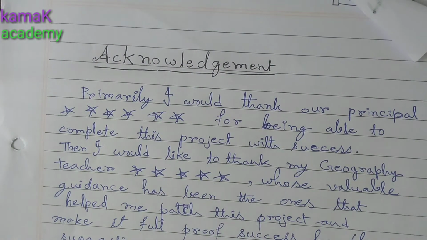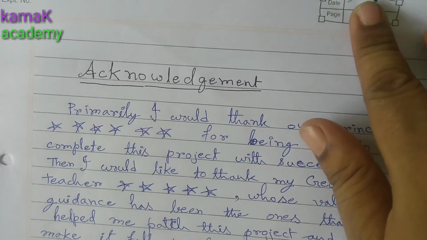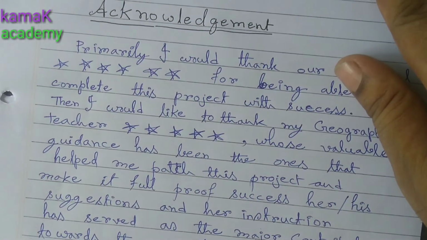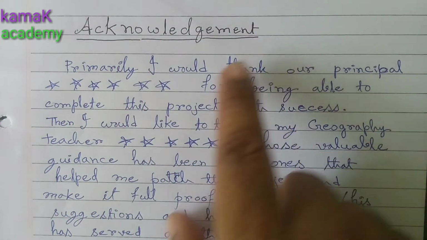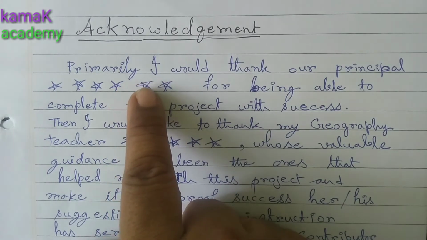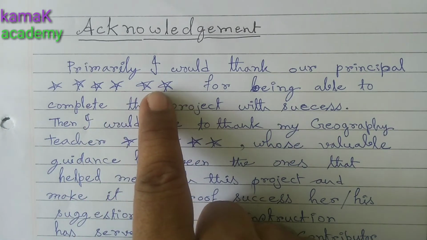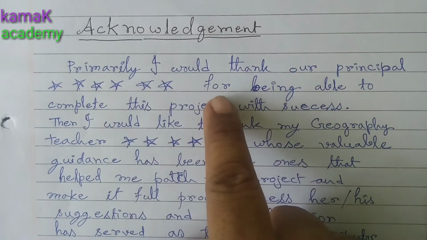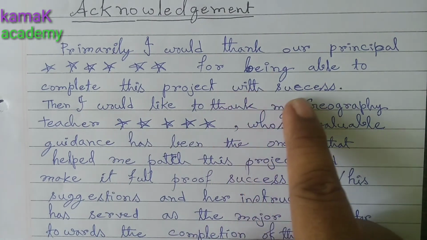White sheet is 26 and this is 27. This is 27 page number. Point is acknowledgement. Primarily, I would thank our principal. You write down here. You can watch star, mini star. You write down here principal name, for being able to complete this project with success.